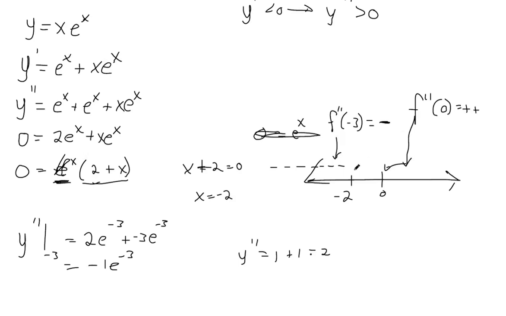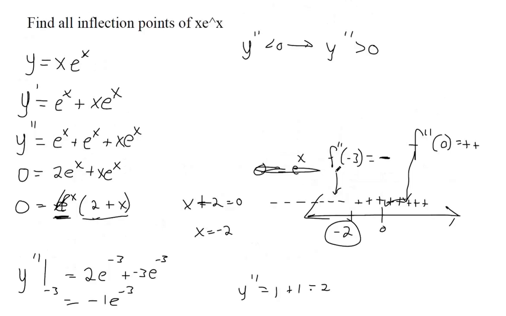So I test the number to the right of negative 2, and I got something positive. That means the second derivative is going to be positive all throughout here. So it's concave down over here. It's concave up over here. That means it's switched concavity at x equals negative 2. So negative 2 is the only inflection point.